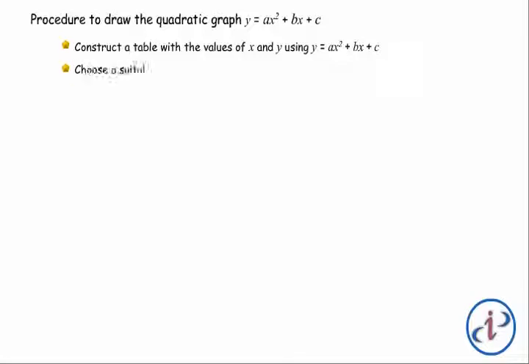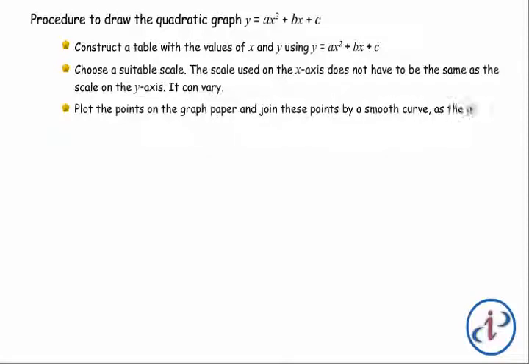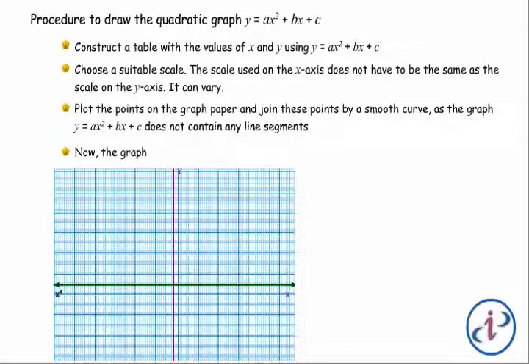Choose a suitable scale. The scale used on the x-axis does not have to be the same as the scale on the y-axis. It can vary. Plot the points on the graph paper and join these points by a smooth curve, as the graph of y is equal to ax squared plus bx plus c does not contain any line segments. Now the graph is drawn.